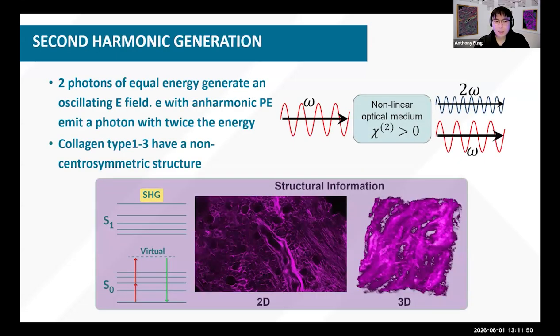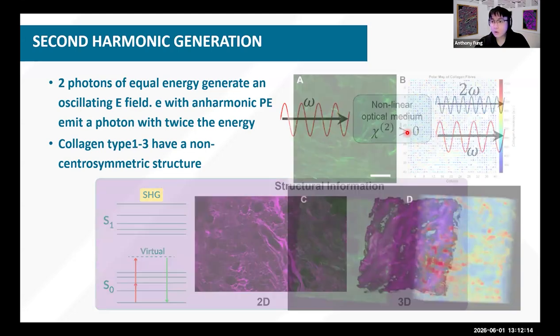And the final modality, just for an ECM perspective, is second harmonic generation. Fibrillar collagen, like types 1 through 3 primarily, is really great because it has a non-centrosymmetric structure. So when you shine a light on it, you collect light with twice the energy. And this can be done in 2D or 3D.